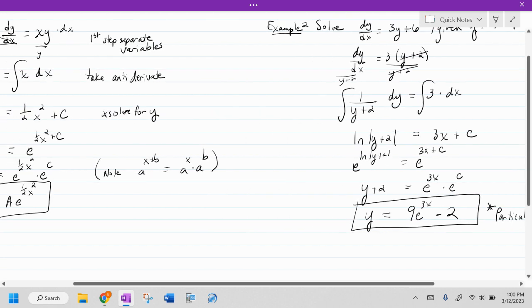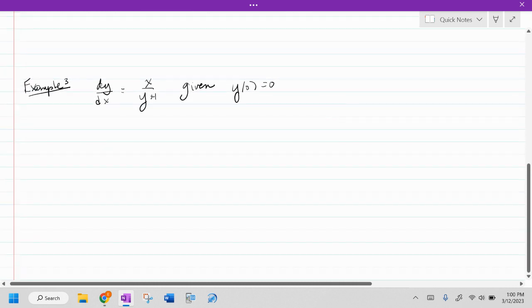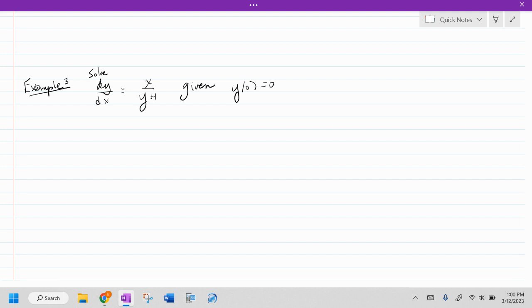Okay, let's do this one more time. Let's go to example 3, and we're going to do exactly the same thing. We're going to solve this differential equation given that y of 0 is equal to 0. So we do have an ordered pair, so we are going to be able to find the particular solution. So I'm going to multiply both sides by y plus 1, and I'm going to multiply both sides by dx to separate my variables.